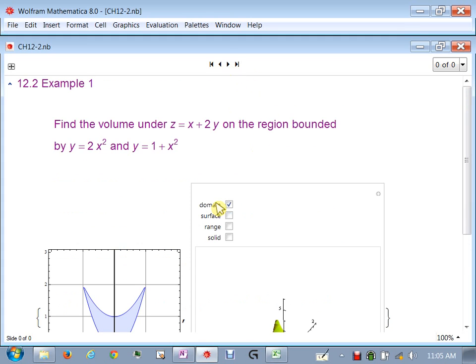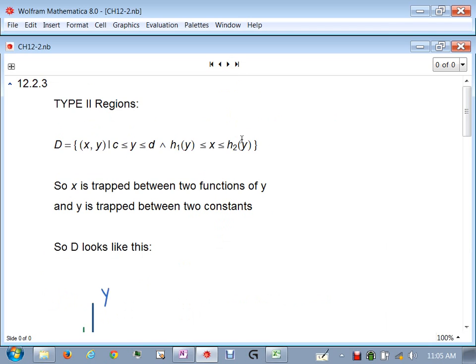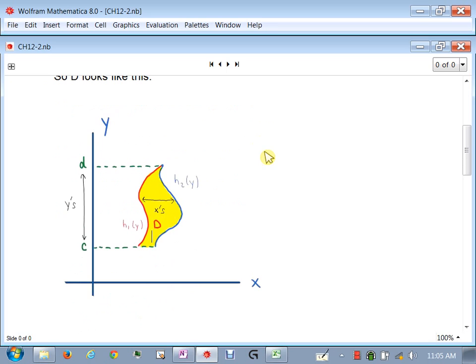All right. So we did a couple examples in class, and we stopped when we got to type 2 regions. The difference between type 1 region and type 2 region is just that for type 2, your y values are stuck between two constants, and your x values are stuck between two functions of y. So you use this whenever your curves fail the vertical line test, but they pass the horizontal line test. You would use a type 2 region.